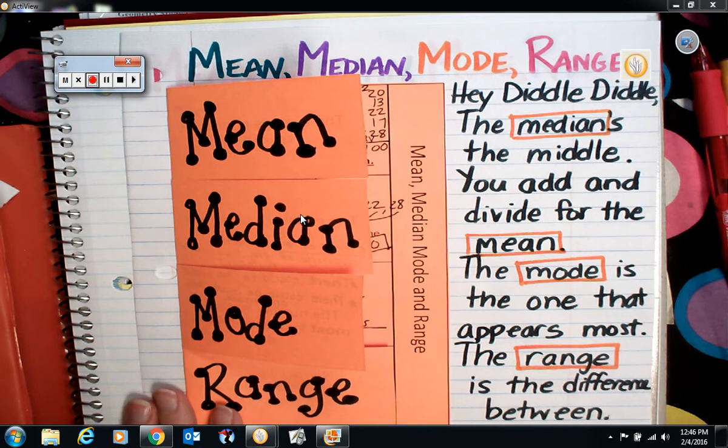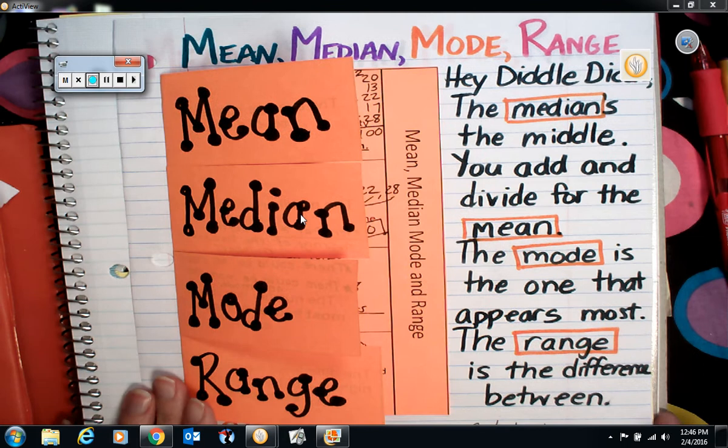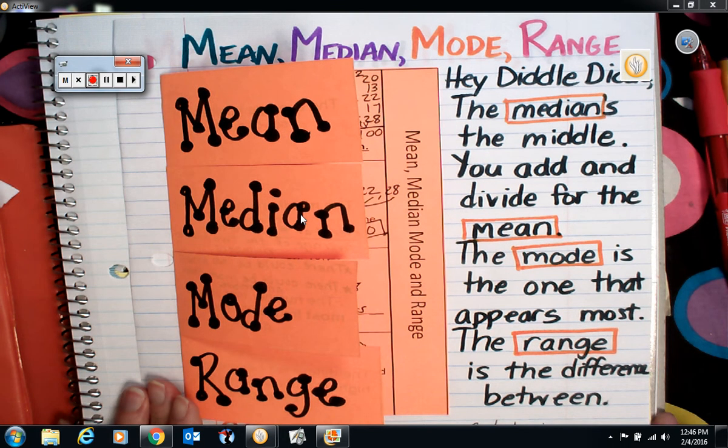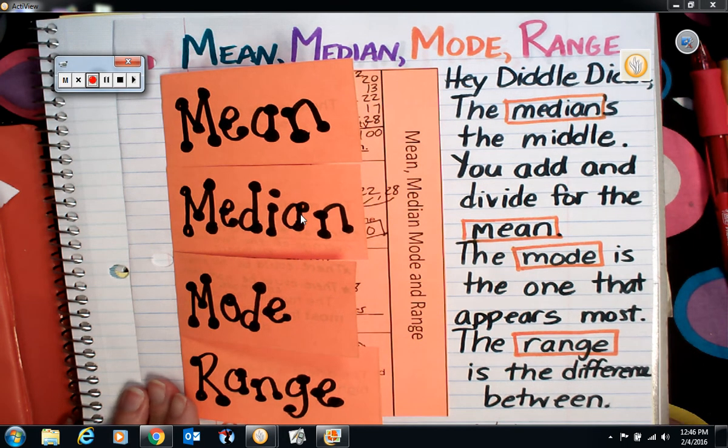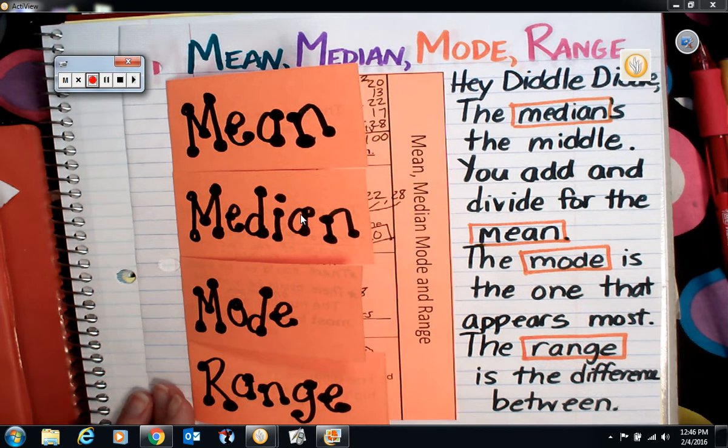Hey diddle diddle, the median's the middle. You add and divide for the mean. The mode is the one that appears the most. The range is the difference between. And if you memorize that little rhyme, it might help you remember which one is which.